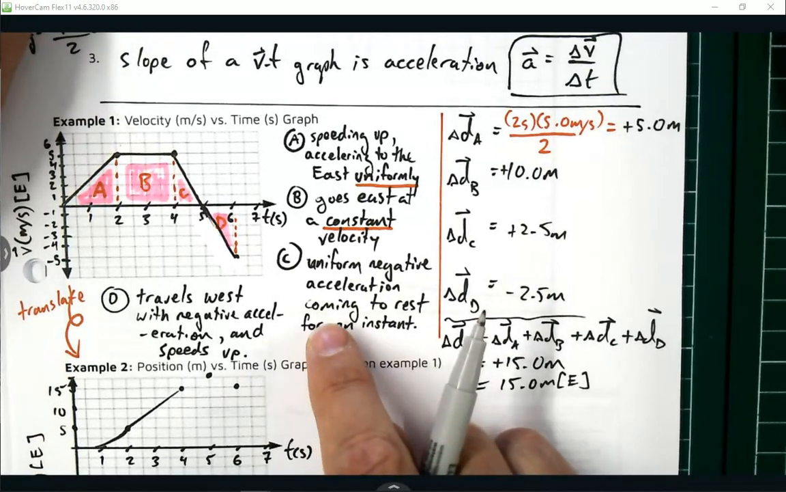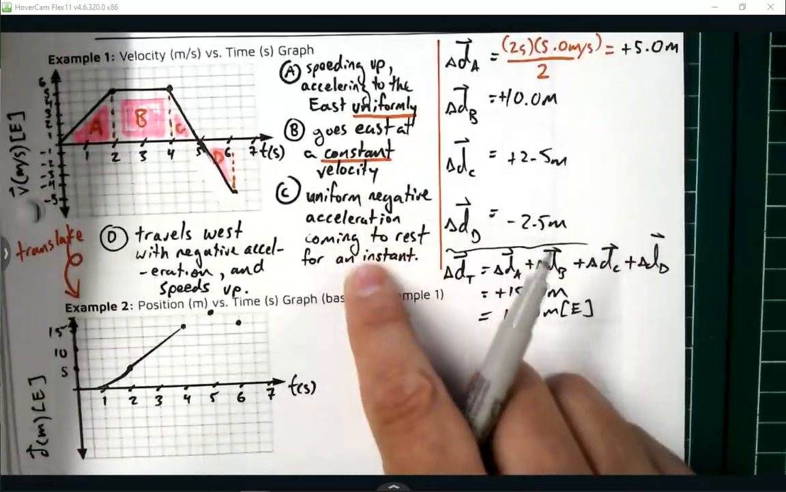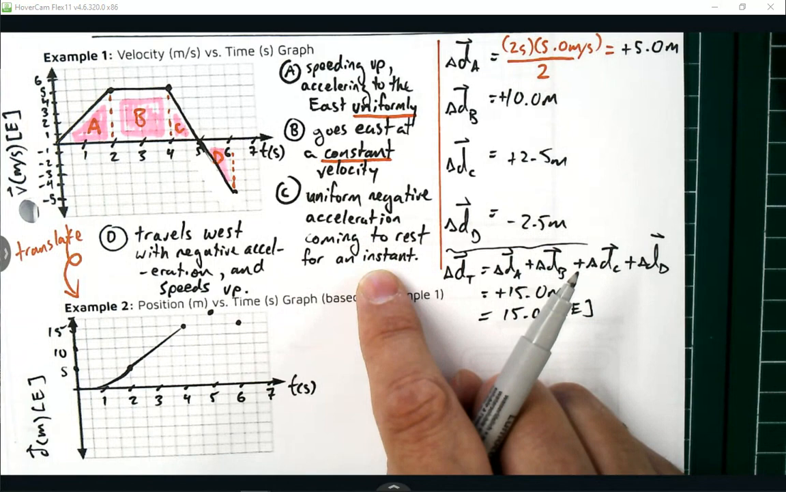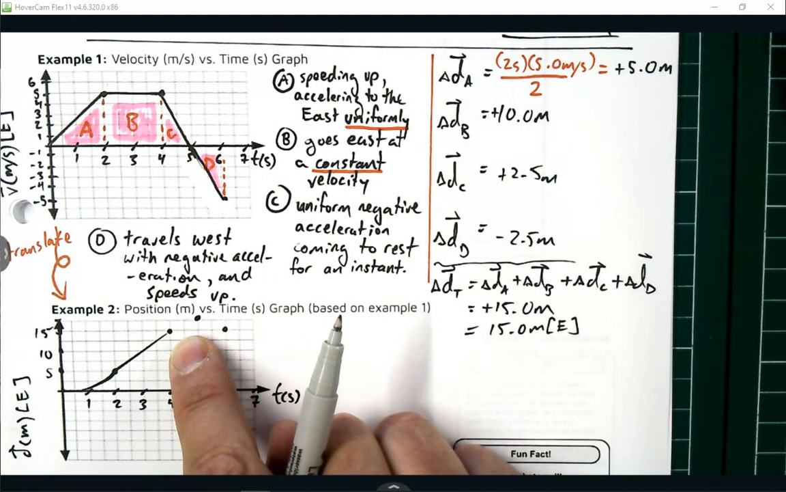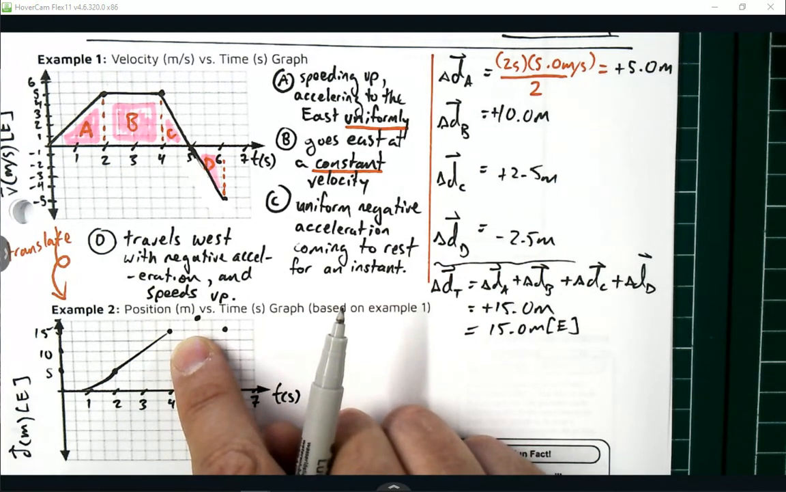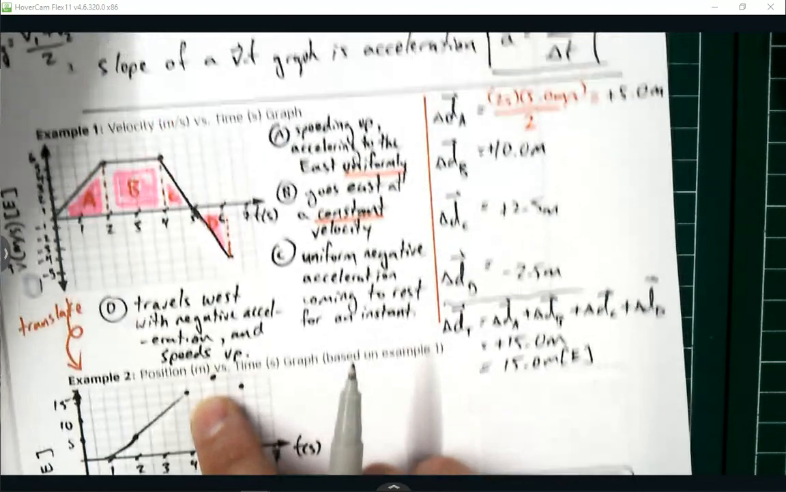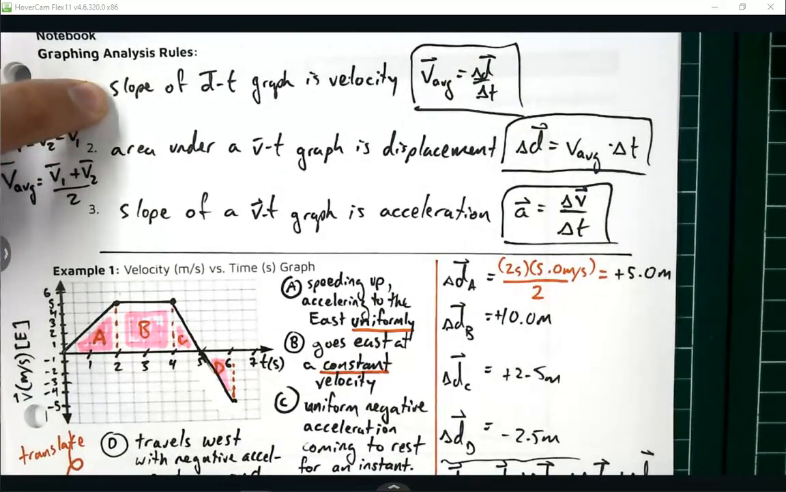Part C says, okay, well, there was uniform negative acceleration, ultimately coming to an arrest for an instant. Now, if I'm traveling towards the east and I'm experiencing negative acceleration, we discussed this, aren't you slowing down? And somebody even wanted to say decelerating. So I'm slowing down for sure. And if I'm slowing down, what should be happening to the slope of this graph? Less and less, right? Slowing down, less and less slope.